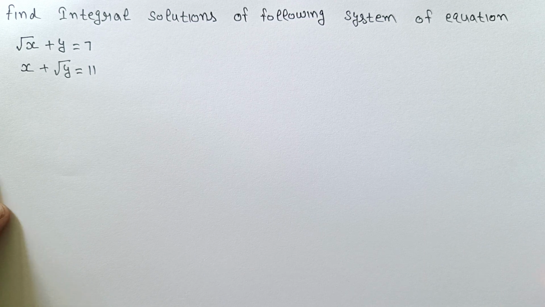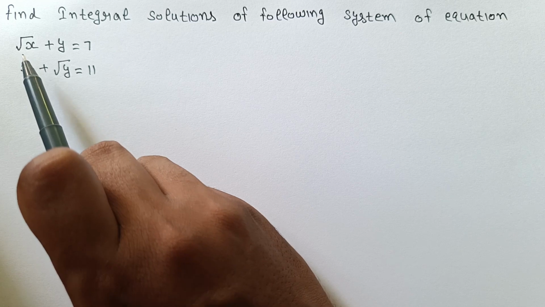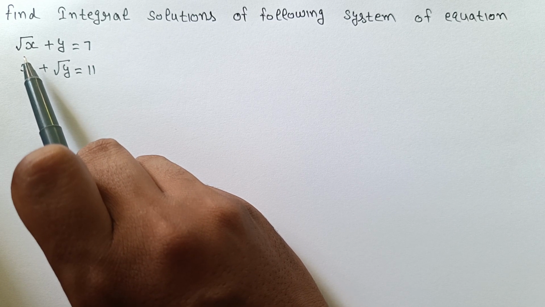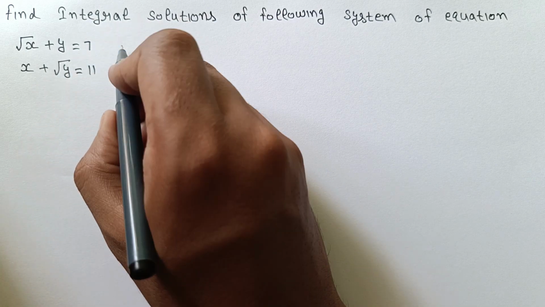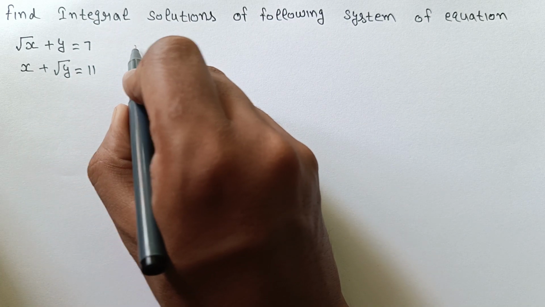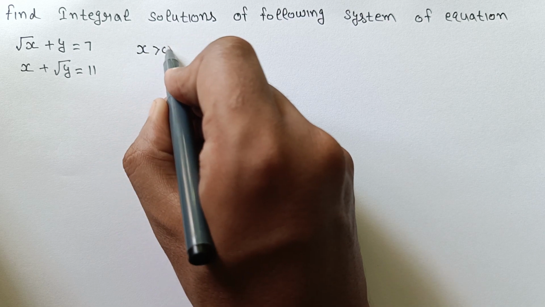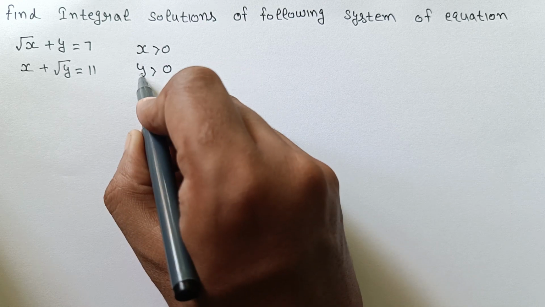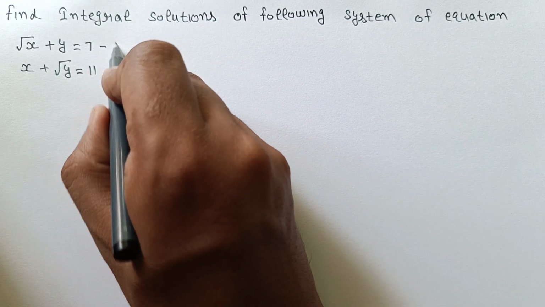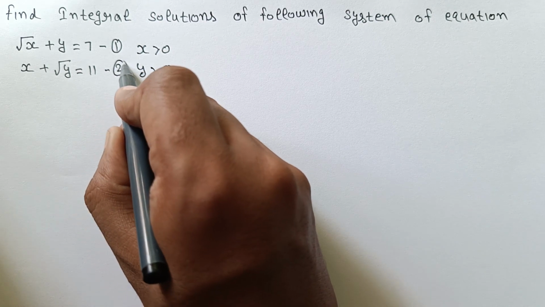So we now solve this system. Firstly, there is a square root of x and here is a square root of y. That means our answers must be positive integers. So we put some restrictions here, that is x and y must be greater than 0. I mark this as equation number 1 and this as equation number 2.